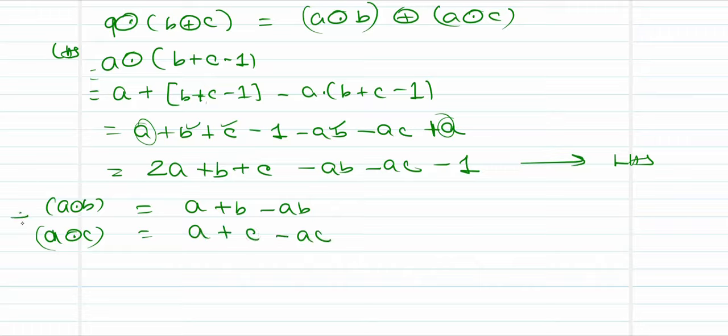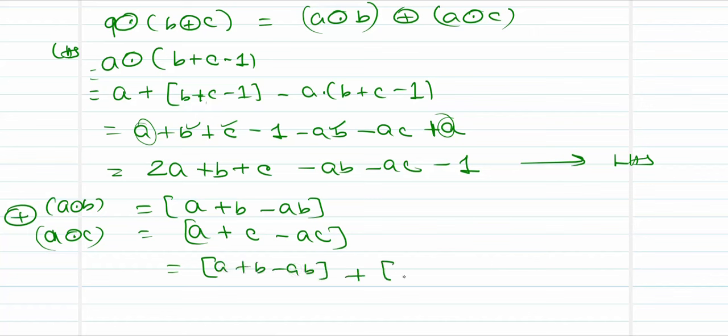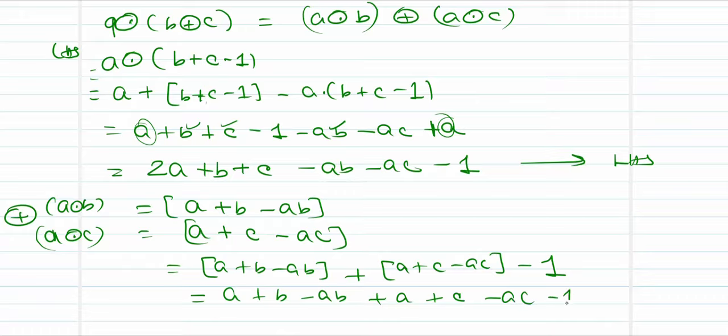Now what I need to do is a plus circle with both of them. This is my first element, this is my second element. So this is going to be a plus circle: I have the first element plus the second element minus 1. So this is A plus B minus 1, which is the definition of plus circle. So I have A plus B minus AB plus A plus C minus AC minus 1.